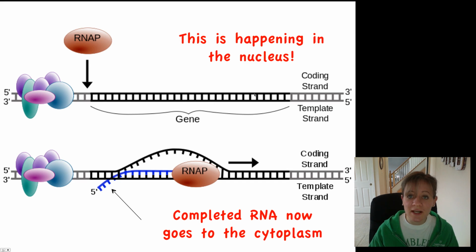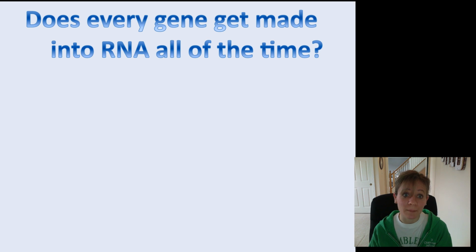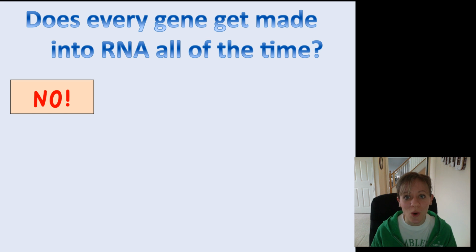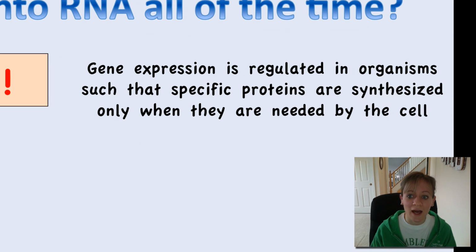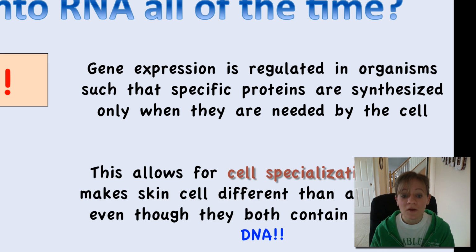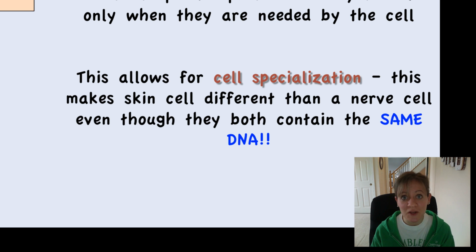So we've got a whole bunch of DNA, right? We've got a whole bunch of genes. The question you might be thinking is, do all of our cells transcribe every single gene that we have all the time? So does every gene get made into RNA all the time? And the answer is no, and this is another really cool part about life. Gene expression is highly regulated so that only certain specific proteins are made and only when they're needed by that cell. So what this allows for then is cell specialization.